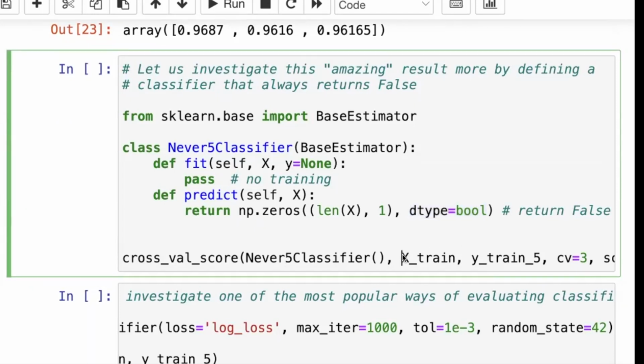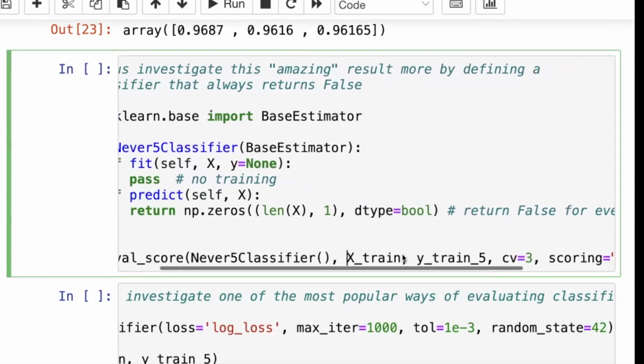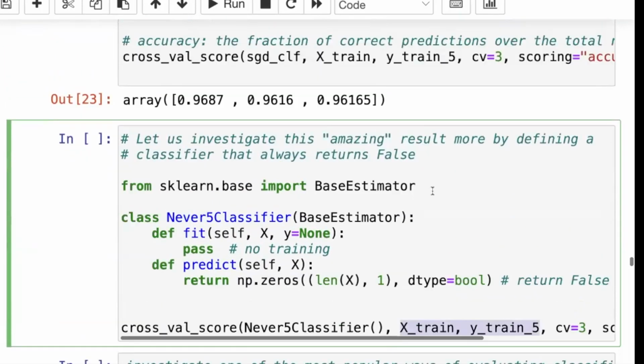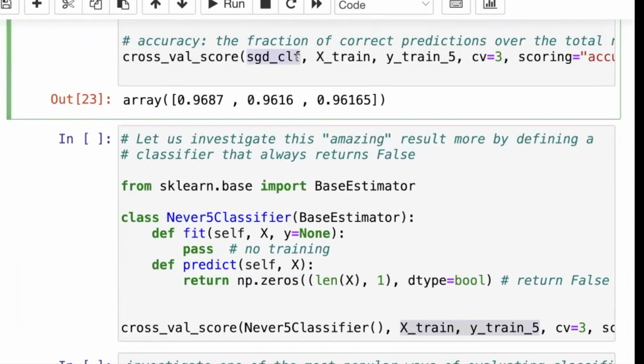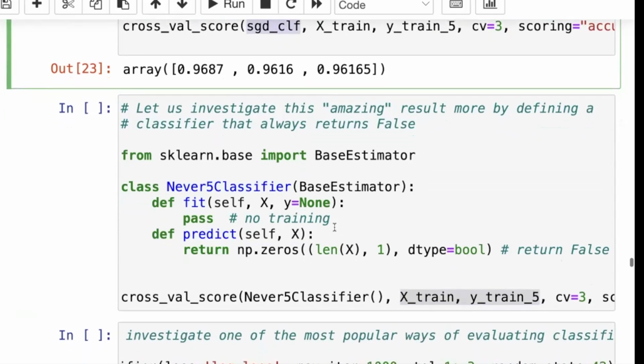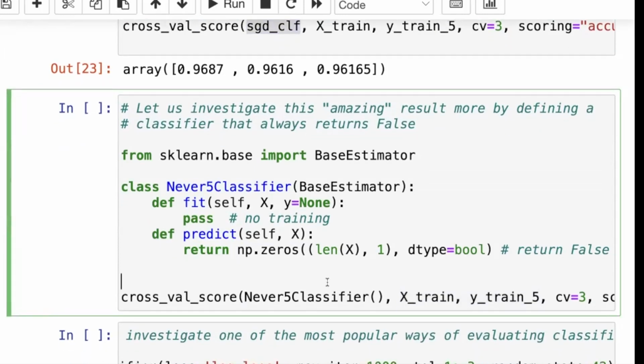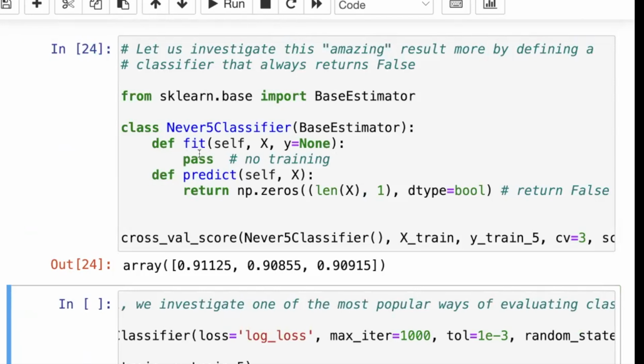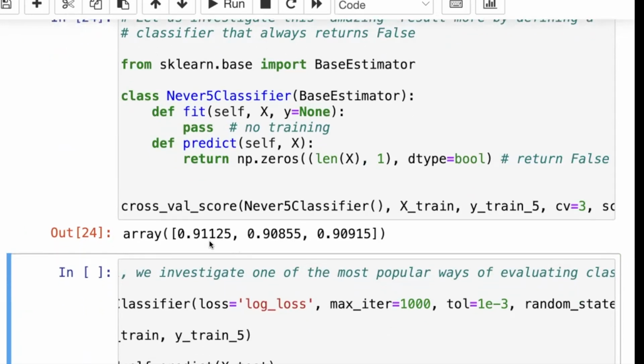So every time we ask whether this is digit 5 or not, we just say false, meaning that it's not digit 5. So let's look at the cross-validation scores for this new classifier on the same exact data that we had before, right? The only difference here is that instead of this SGD classifier, we're using our boring classifier. And here immediately, since there's no real training, you can see that we get results close to 90%. So what does this mean?